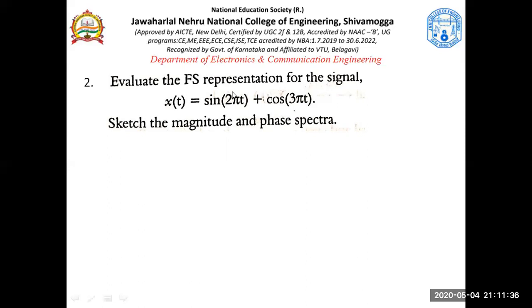How do we find out the angular frequency of these signals? What is the standard form of a sinusoidal? That is sine omega naught t. So what is omega naught here? 2 pi is omega naught. And for the cosine, comparing with cos omega naught t, omega naught is 3 pi. So the angular frequency of this is 3 pi, and of the other is 2 pi. Then what is the angular frequency of x of t? That is what we first need to extract. Okay, so let's do that now.